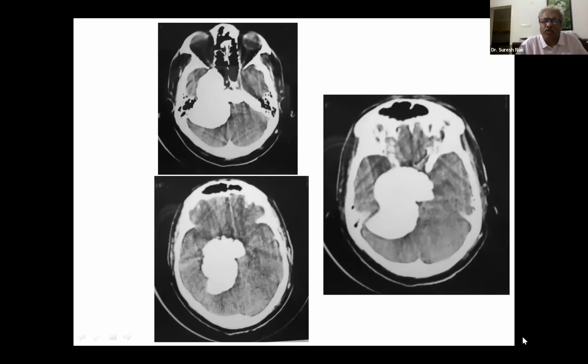And there was one question: say if you have a large middle fossa, posterior fossa tumor, which will you do first if you are staging? First decompress through a retrosigmoid approach, decompress the brainstem, then come from above. That's what we used to do. Okay, that was the first question. Two-stage surgery.